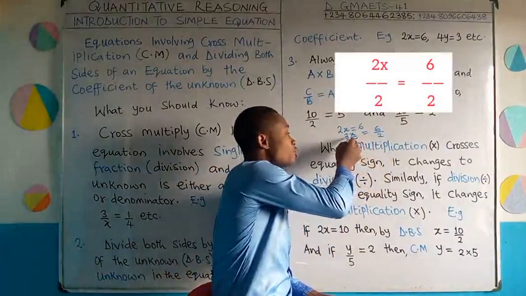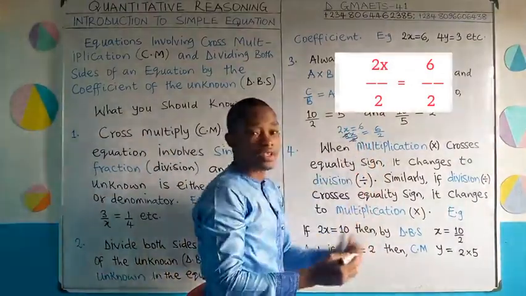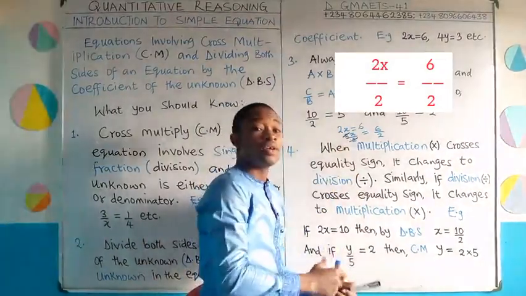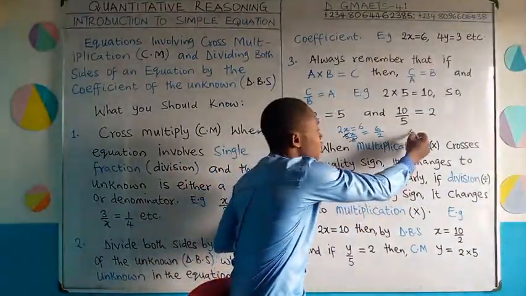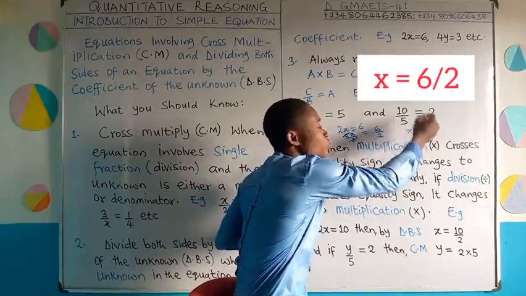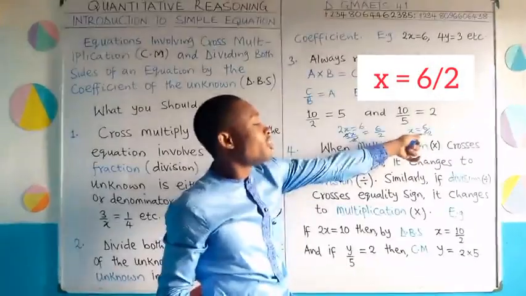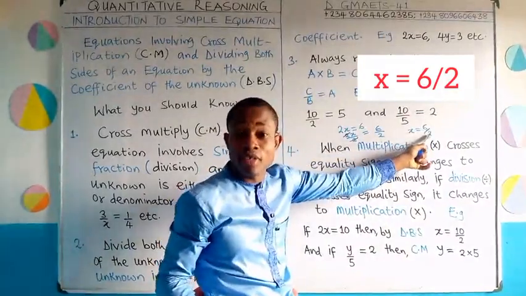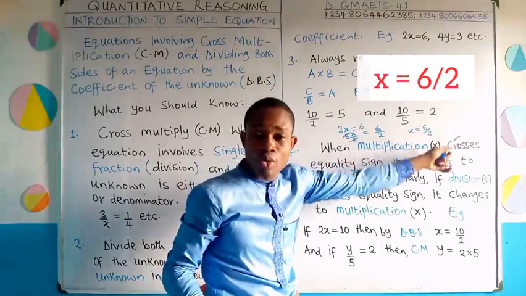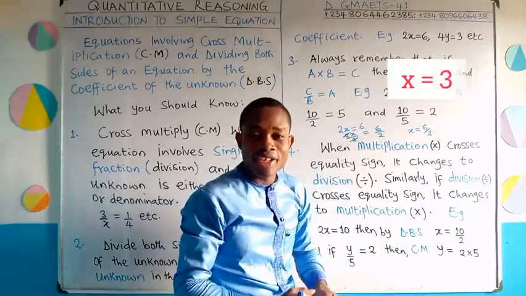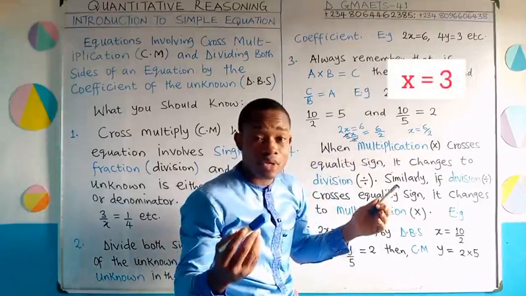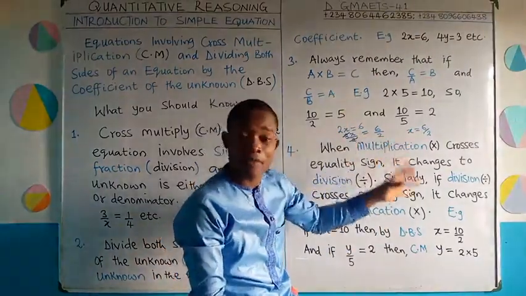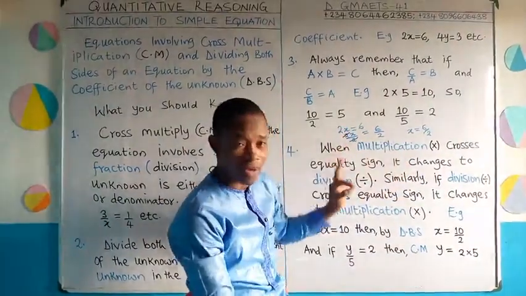So you see that these 2 and 2 will cancel. You'll be left with x on the left hand side. So this is going to give us x equal to 6 over 2. If you have the knowledge of multiplication, then it will be very simple for you to divide this. Doing 6 over 2, your answer will be equal to 3, and you will get that x is equal to 3. That becomes your answer. So this is what we mean when we talk about dividing both sides by the coefficient of the unknown. So you see it is very simple.